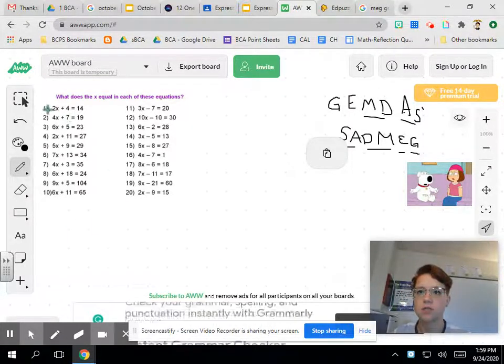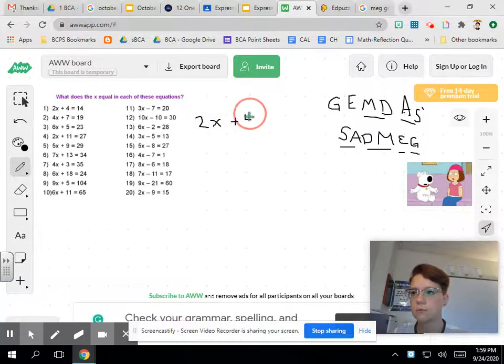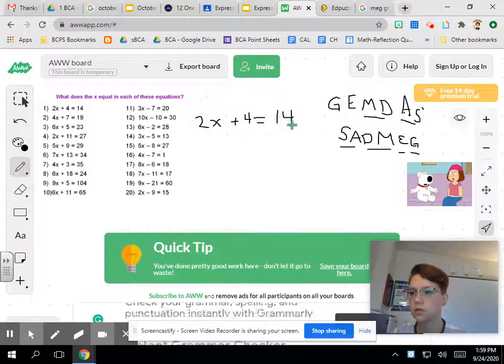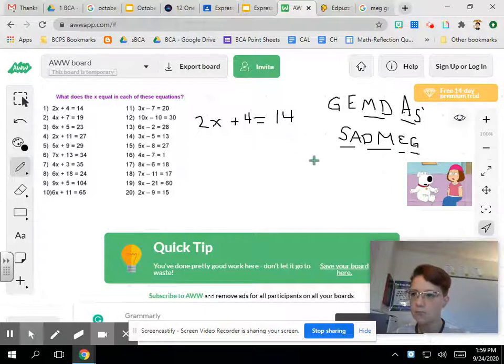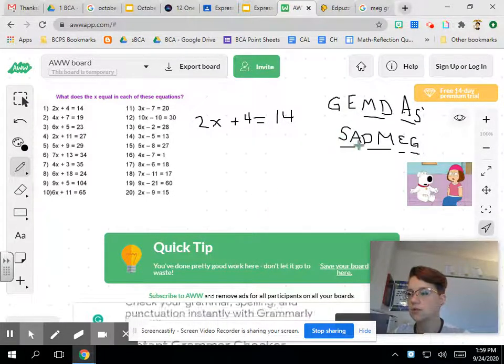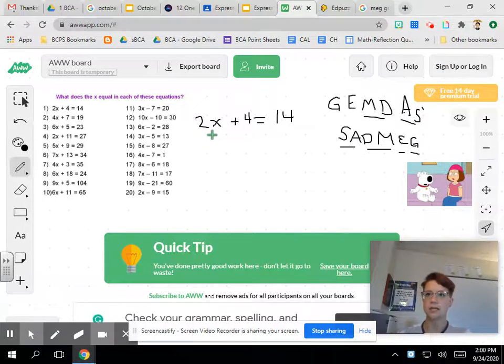So let's take our first equation here, 2x plus 4 equals 14. And you will note that these are all equations, not expressions, which is why we're using the inverse operations. So SADMEG says first we have to subtract or add. So let's look on the same side as x. Our goal is always to get x by itself.